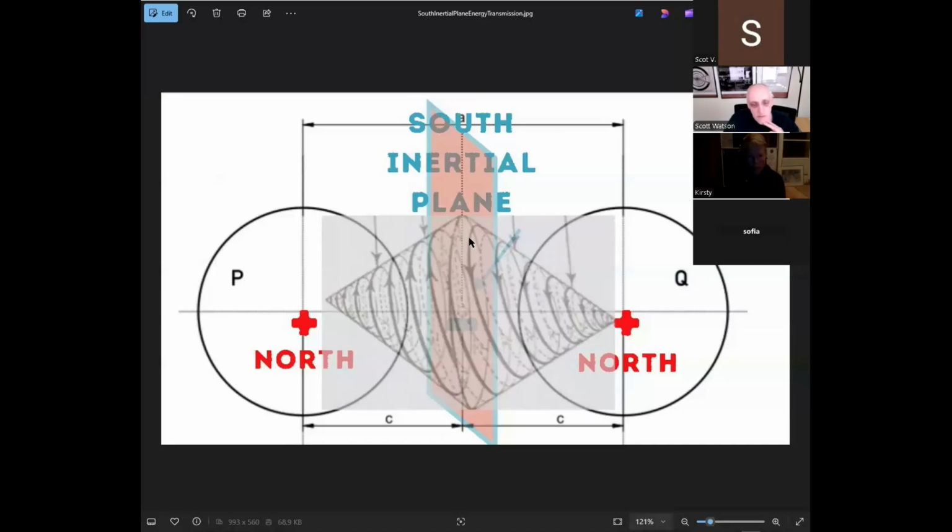This is unique to Walter's concept. When the light comes out, it's expanding in that radiative way. When it hits the inertial plane between the sun and the earth, it then flips and starts contracting as it comes toward the earth.